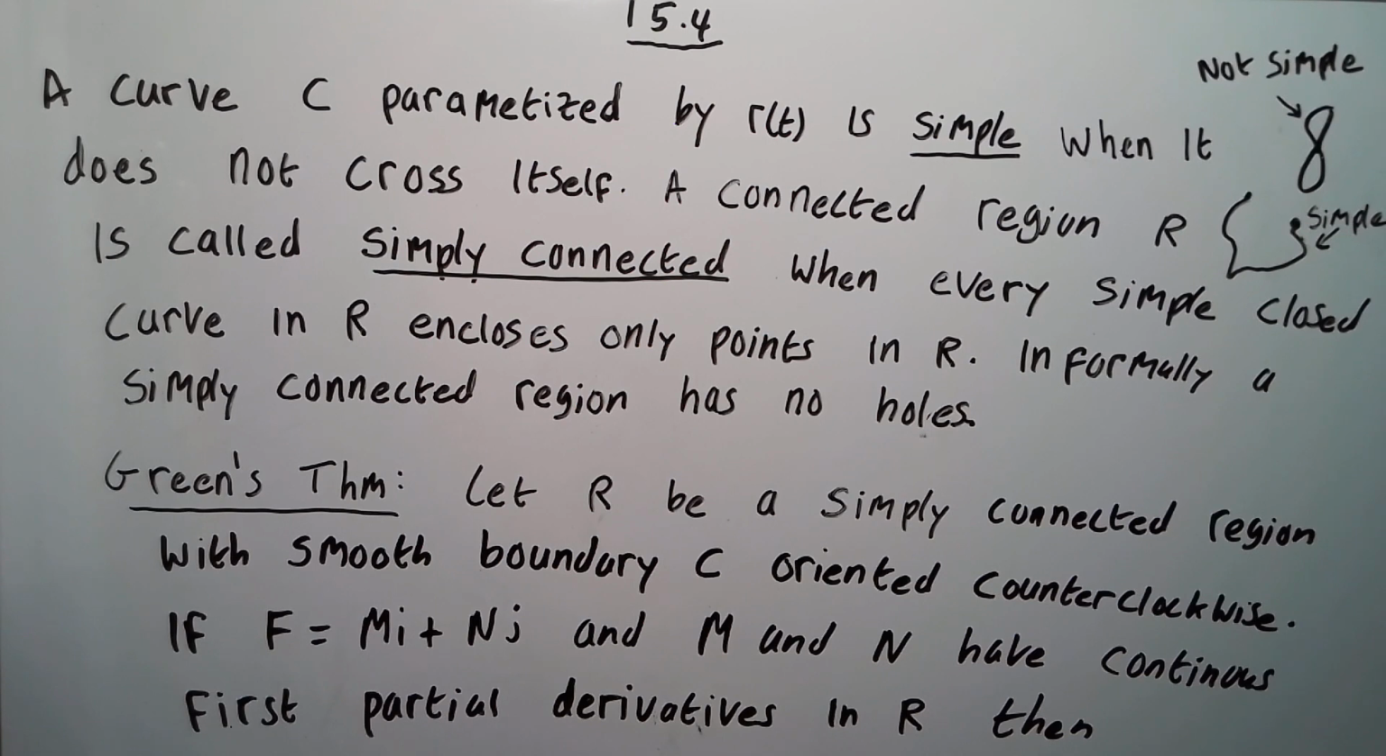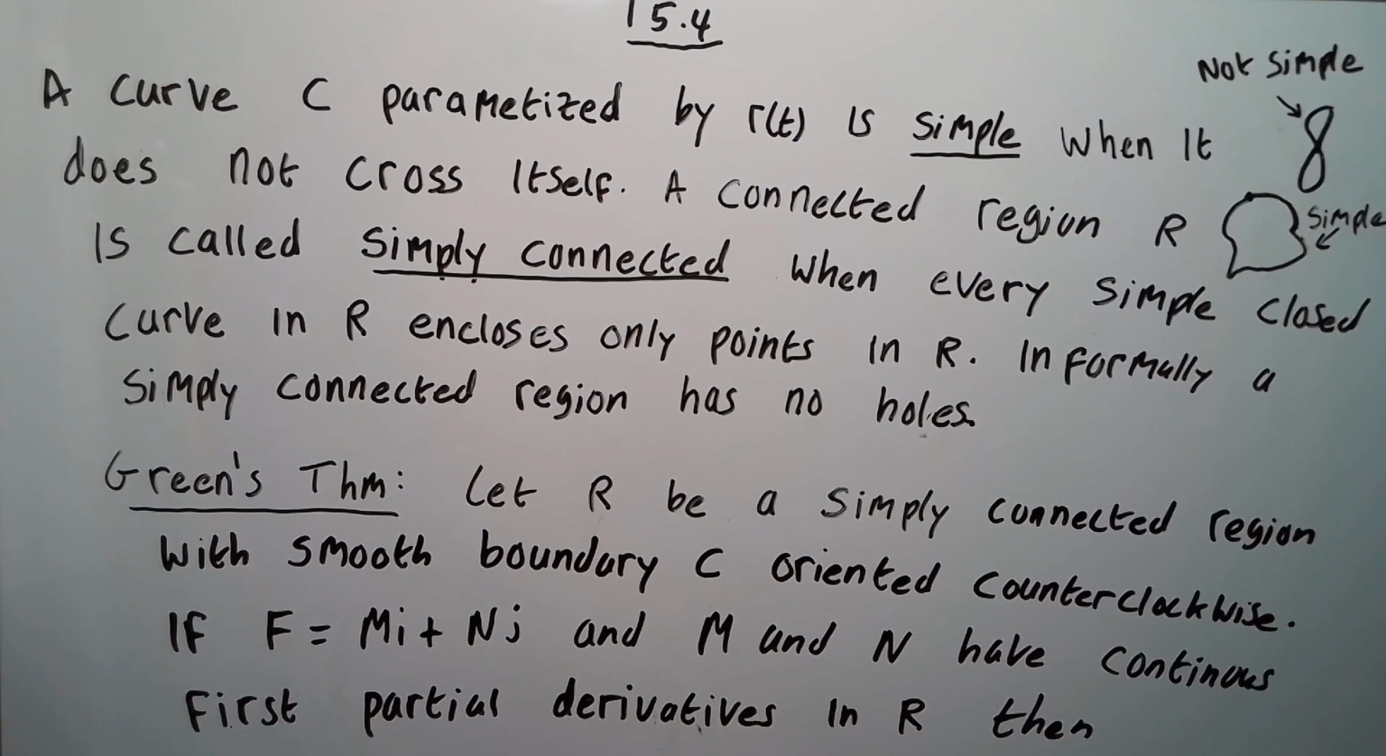A connected region R is called simply connected when every simple closed curve in R encloses only points in R. For example, if I close this one here, that would be simply connected. So informally, a simply connected region has no holes.